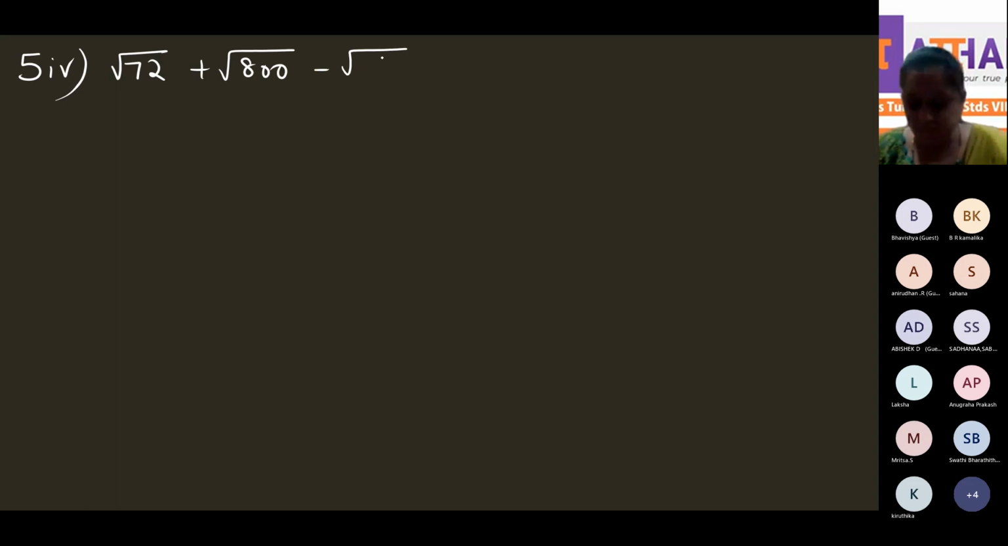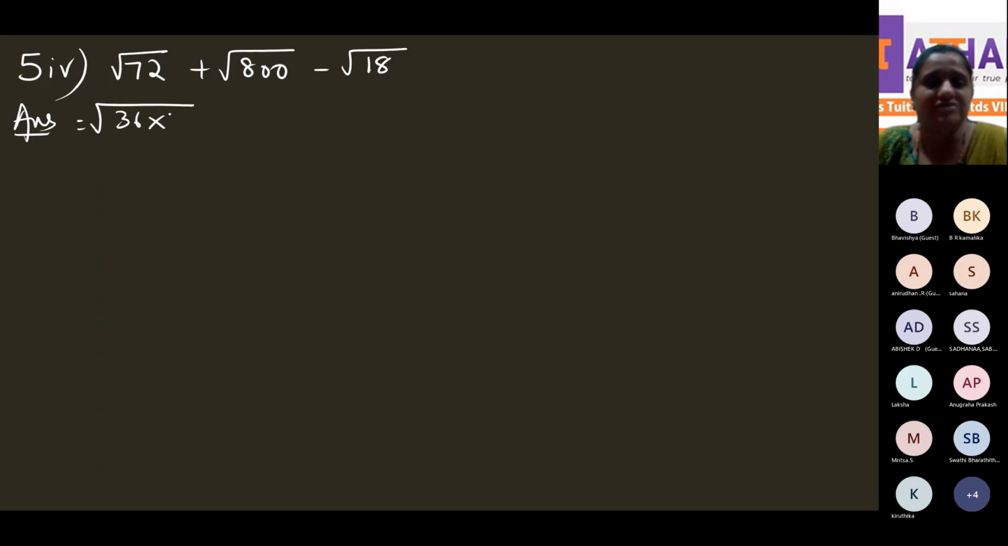So question number 5, fourth subdivision. We need to simplify square root of 72 plus square root of 800 minus square root of 18. So you can use the rule I told you. Write the number as a product of a perfect square and another number.